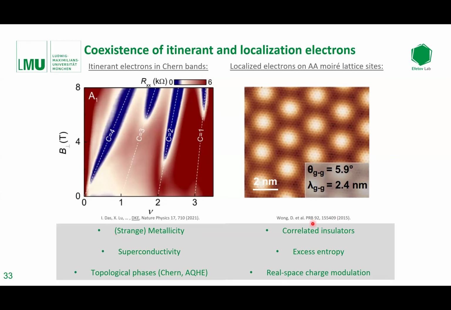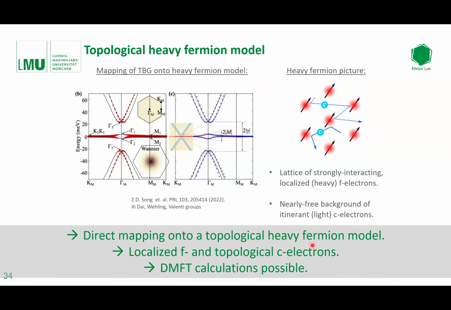At the same time, there's also a lot of discussion about localized electrons. We have these correlated insulators that are forming at the lattice sites, and again, the Pomeranchuk effect, for example, with observed excess entropy, and so on. So there are those two aspects: we have itinerant electrons that conduct, and we have the localized electrons.